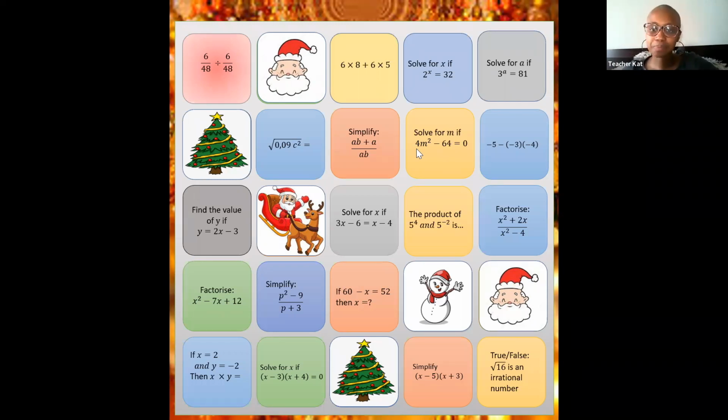Let's talk about this, right? What is our first step for solving for m in this case? Give me ideas, guys. First step, anyone? We get m on its own, right? So your 64 goes over and it becomes positive 64. So how do we get rid of this 4 that's in front of m squared? How do we get rid of that?